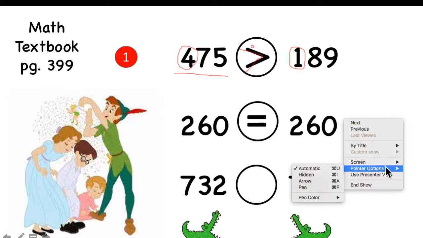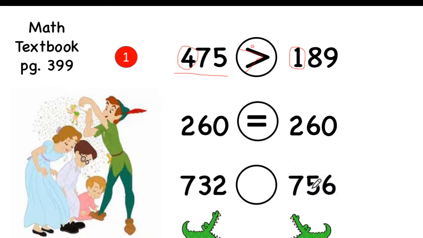Next one, we have 732 and 756. This is the time when the hundreds are the same. Can you see? That means we cannot use the hundreds. What are we going to use? We will use the tens digits.